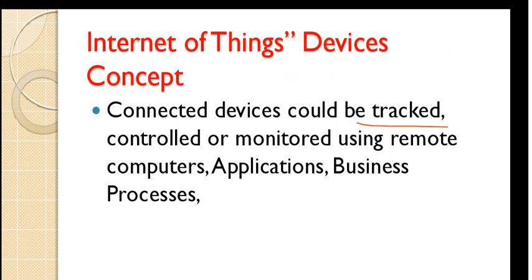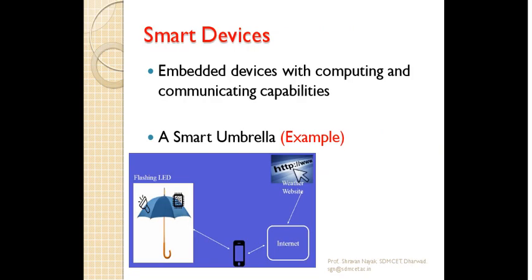Connected devices could be tracked, controlled, or monitored using remote computers. So you have the remote computer, you have got your Amazon app with you, right? That serves as the remote computer, or even the application or the business process. This is how RFIDs initially started the whole process of these Internet of Things operations.